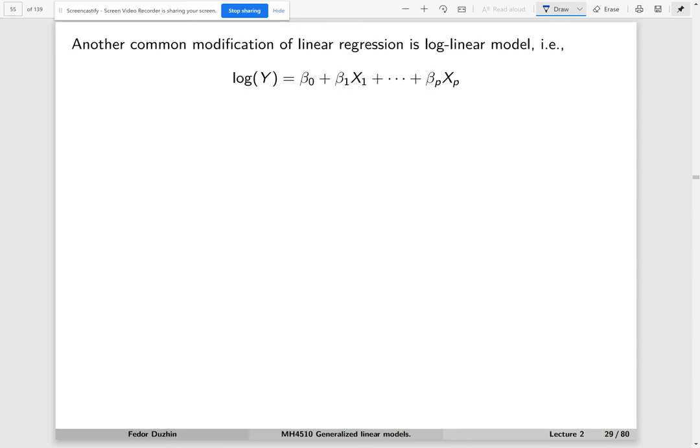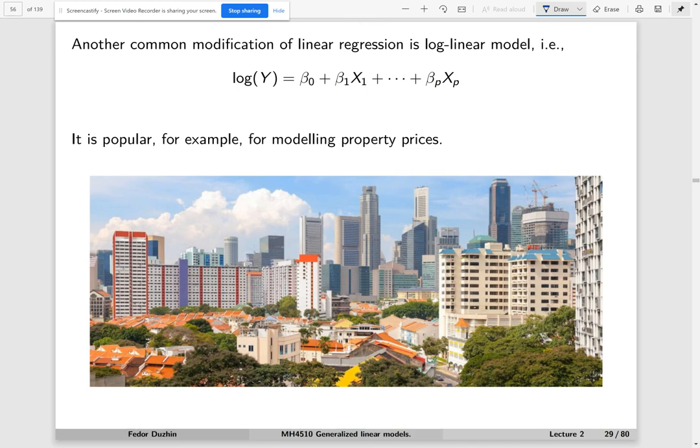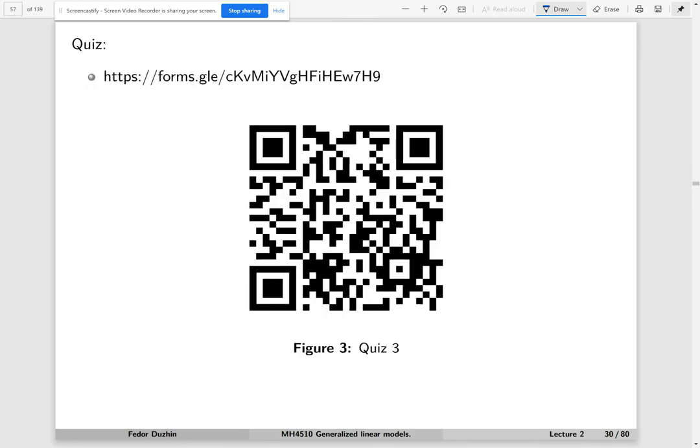So another common modification of linear regression is the log linear model. This is what it looks like. Log linear means that instead of regressing the original variable, we take its logarithm and then we construct a linear model for the logarithm. Now, in the lab, we're going to try it to predict property prices in Singapore. This is actually a very common, popular model for property prices. So that's basically it. Now, please do this little quiz.